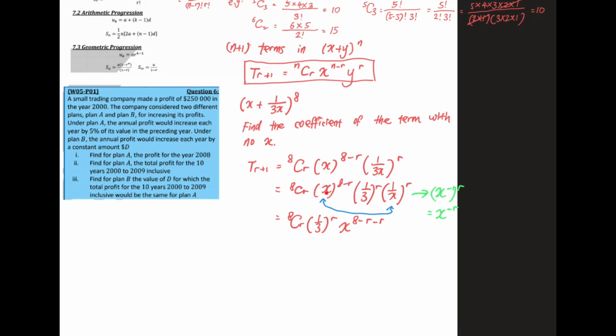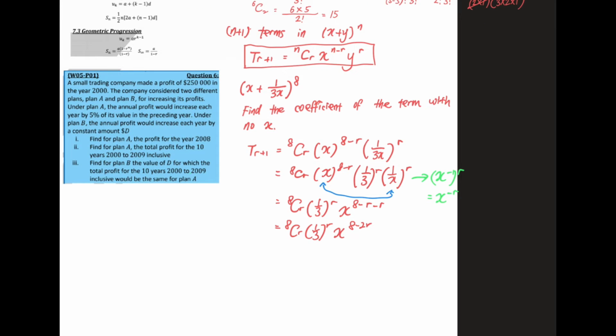Because of that, we add up the power. Okay? They are multiplying, right? So this is multiplying with this, so we take this power, add up with this one, so we end up with this. And let's say I simplify it: 8Cr, 1 over 3 to the power of r, x to the power of 8 minus 2r.